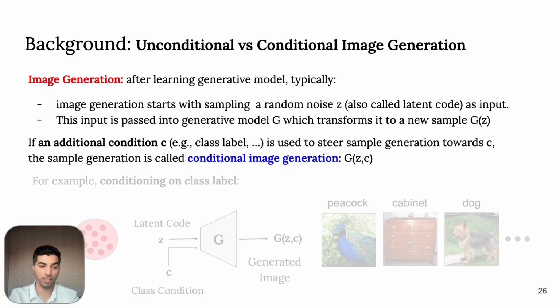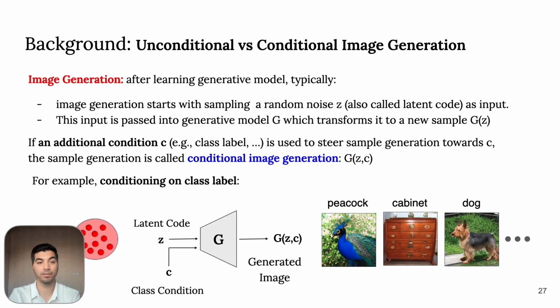If we add an additional condition denoted by C to steer sample generation towards this C, we call this a conditional image generation. Now G is a function of both Z and C. As an example, this condition could be a class label. For example, here, in addition to latent code, we have this class condition. If we pass class condition of peacock and sample a latent code, the model will generate an image of a peacock. For the same C, if we sample different latent codes, we will see various images of peacock in the output at the ideal case.